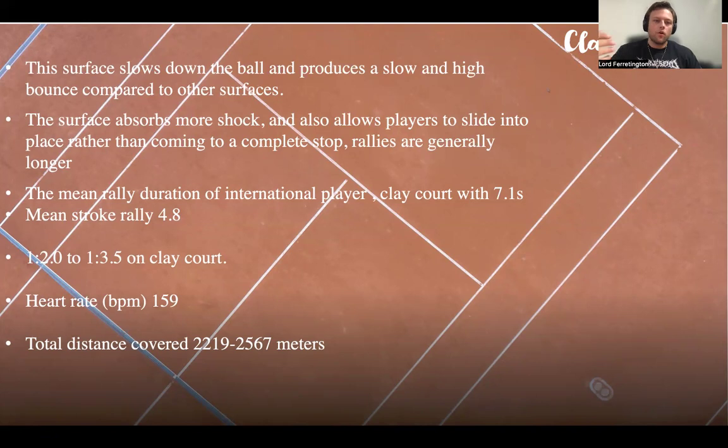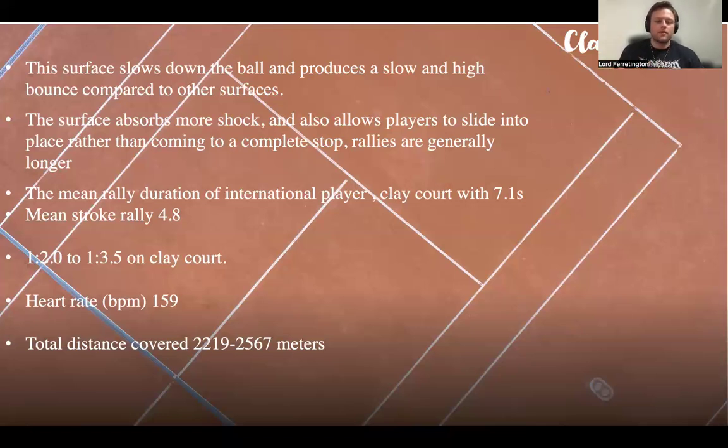This surface will absorb the shock and also allow players to slide into place rather than coming to a complete stop. And as mentioned, rallies are generally longer. This surface takes away many of the advantages of people who like to use big serves, making it harder for people who rely heavily on their serve to dominate the clay. One of the more famous clay tournaments in tennis is the French Open.